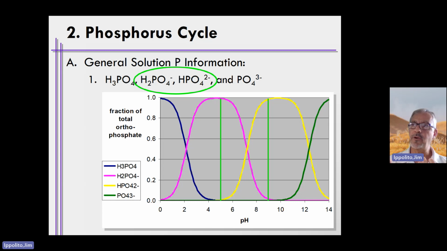And if you look at this curve or these sets of curves, what that tells you is that the forms of orthophosphate that are present between those pH values is what's circled in the green circle or oval above. It's H2PO4 and HPO4. And this is why when we talk about plants and uptake of orthophosphate or soluble P, plants only take up H2PO4 minus 1 or HPO4 2 minus.